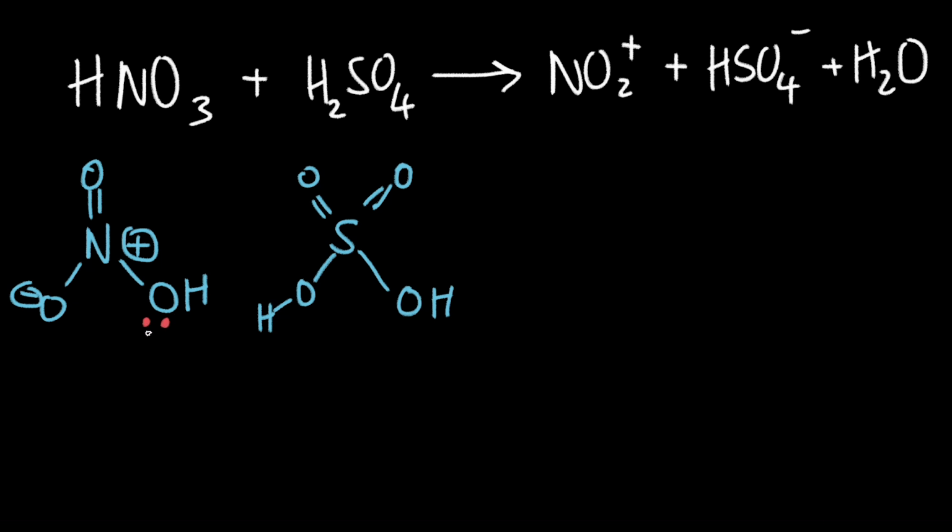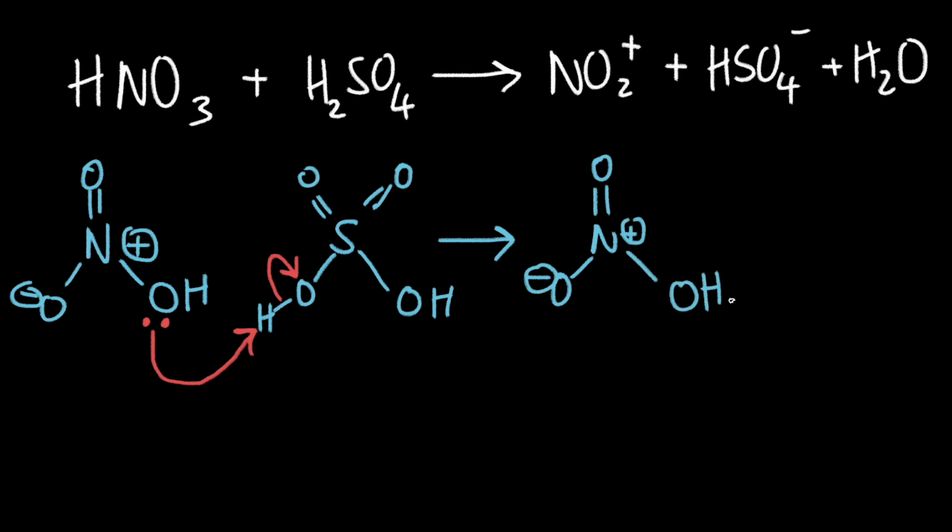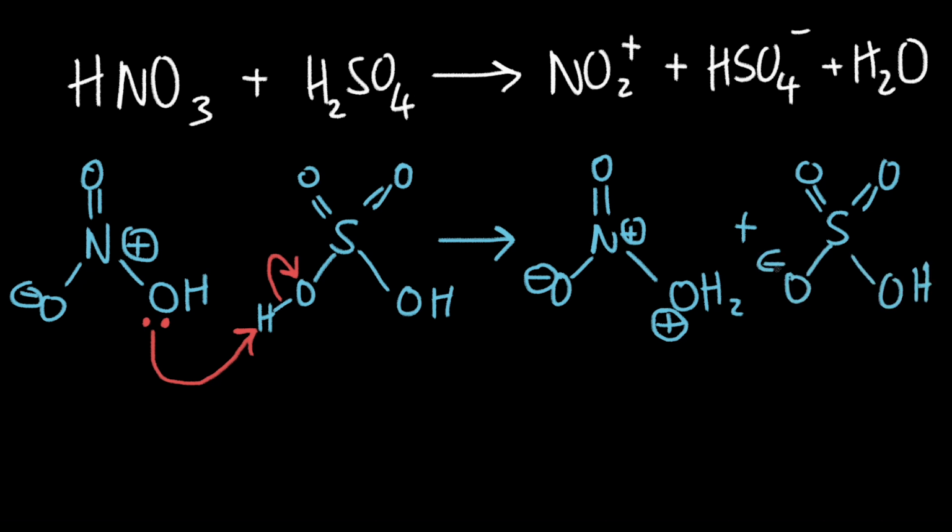So the first step, we've got the lone pair on this oxygen pulling off the proton from the sulfuric acid, and that causes this bond to break and go on to the oxygen. That produces these products. So this oxygen now has an extra proton. And over here we have the sulfuric acid without that proton. So this molecule here is the HSO4 minus that we wrote up here.